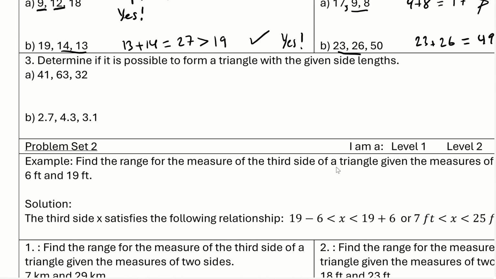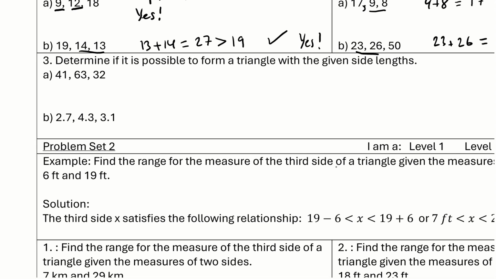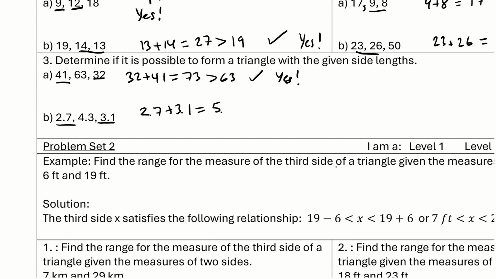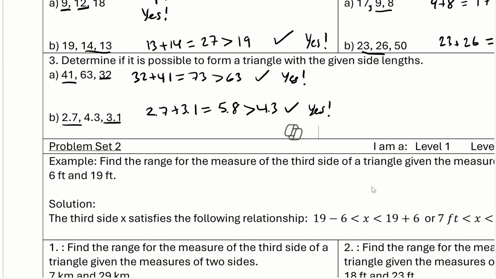That's really, really easy. So then this one, the two shortest sides are 32 and 41. So 32 plus 41 is equal to 73, which is bigger than 63. So yes. Two shortest sides, 3.1 and 2.7. That's equal to 5.8, which is bigger than 4.3. So yes. All right, really straightforward, guys.